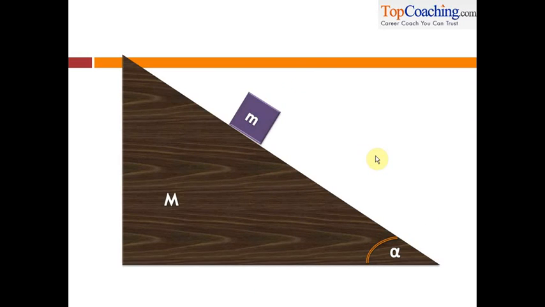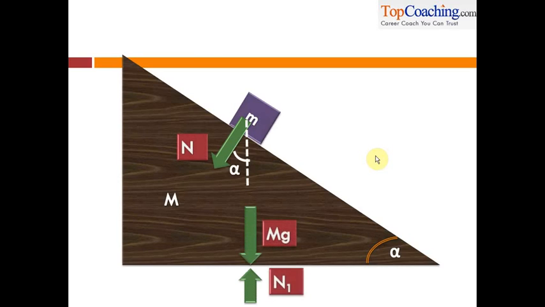We can similarly draw the free body diagram of the wedge of mass capital M and write equations for this wedge. You can see that these are the forces acting on the wedge. The normal reaction from the small block mass m acts on the wedge perpendicular to the slope of the wedge, at an angle alpha with the vertical. The weight of the wedge Mg acts downwards, and the normal reaction N1 from the ground acts upwards.